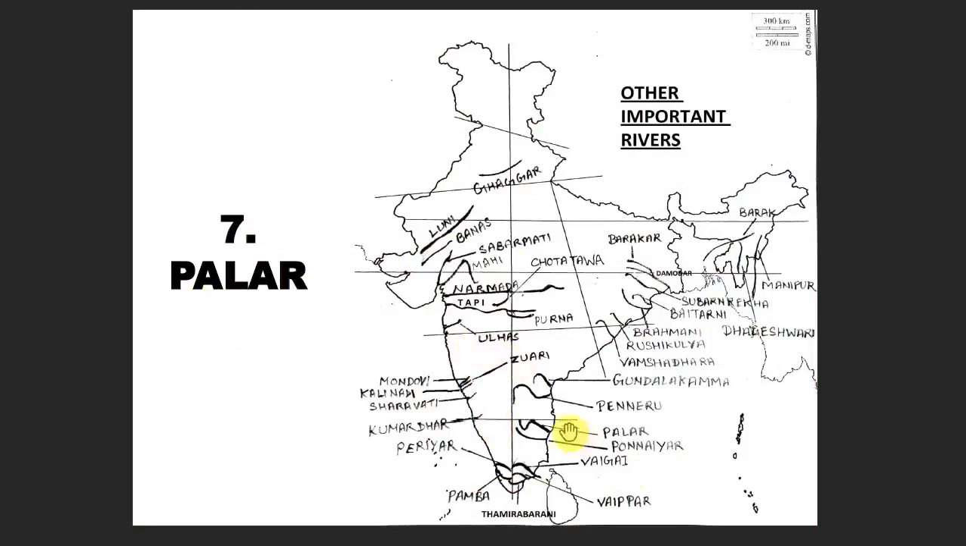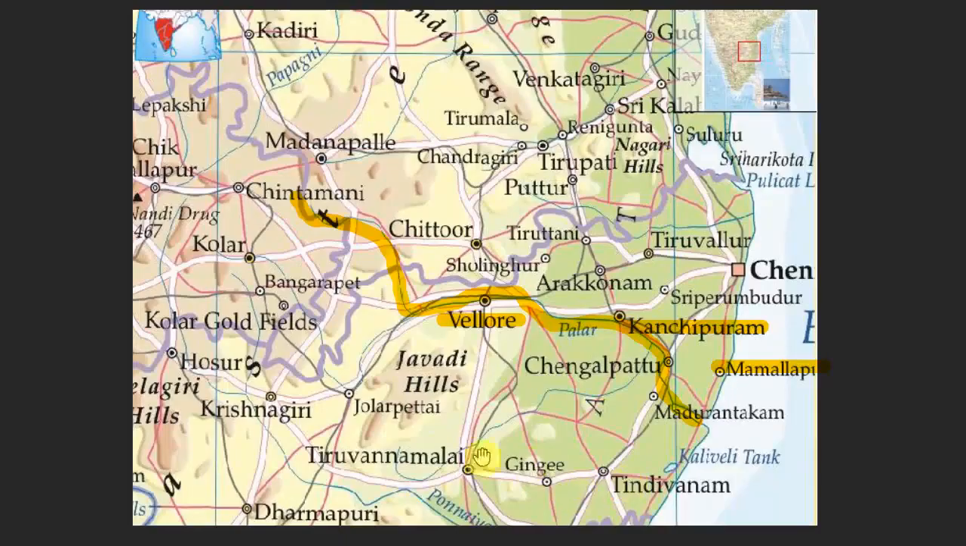Palar river, north of the Ponnaiyar river. Again, the river originates from this highland, Karnataka highland region, and then it flows to the Chittoor region, the southernmost part of the now Andhra Pradesh. And important cities that are located on its banks are Vellore and Kanchipuram, a historical city, and the river flows about a little south of Chennai where it drains into the sea.